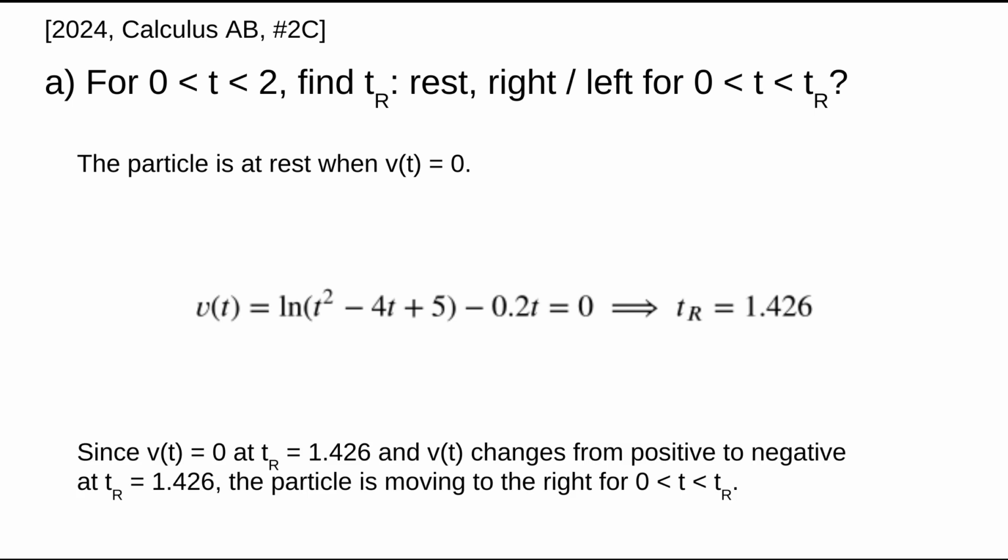All right, now, if we have a graphing calculator, we can look at the graph of this velocity function. We note that the graph of v of t changes from positive to negative at this value t sub r equals 1.426, which indicates that for values of t between 0 and t sub r, the velocity was positive, so the particle was moving to the right on that interval.